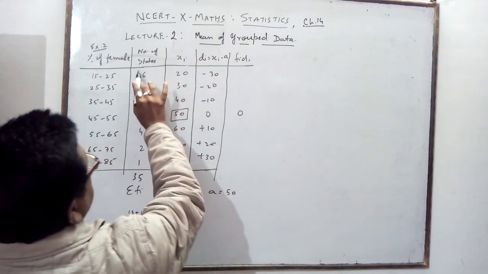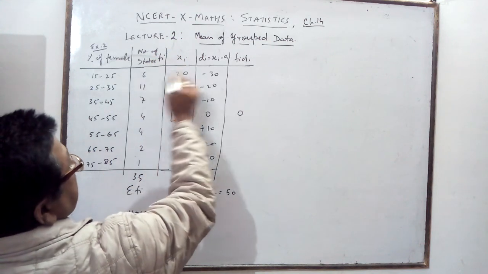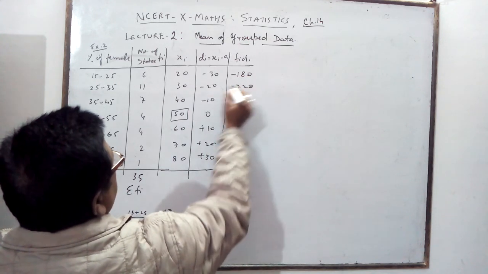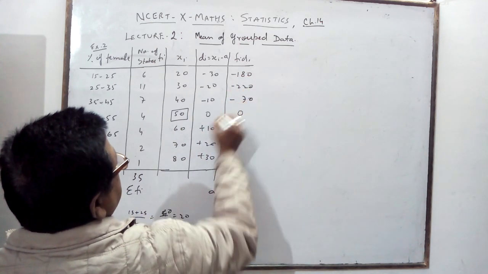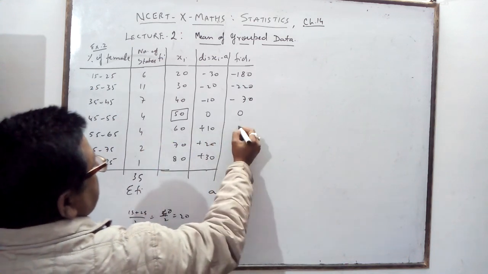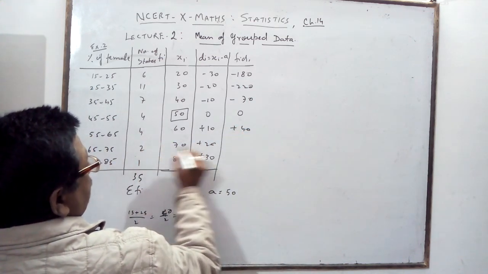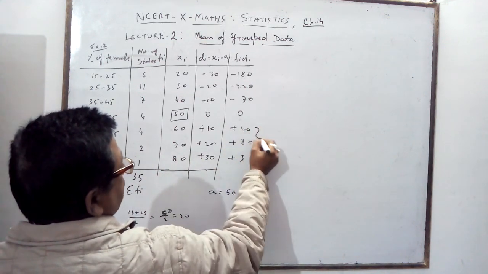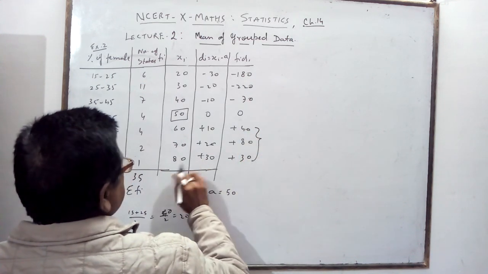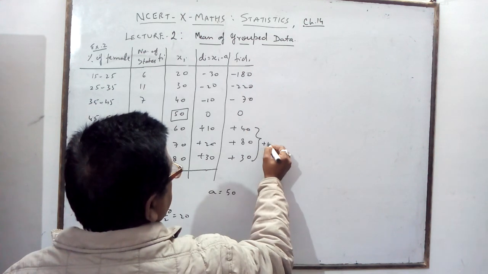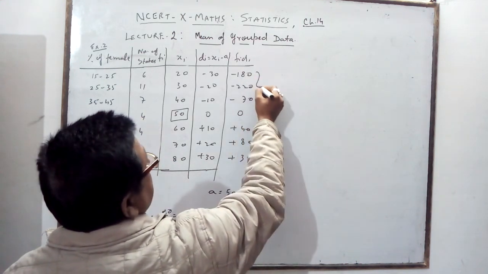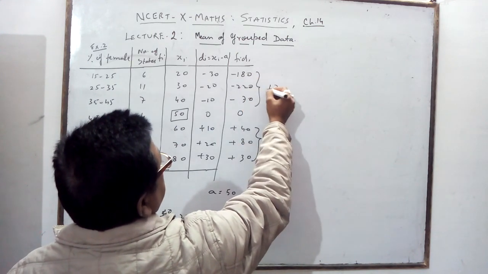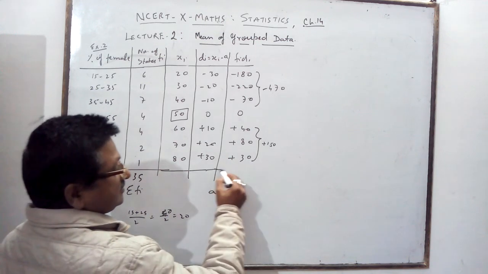Multiply by fi, it is your fi. What is this? Fi into di. 6 times 3 is 18, so 180. 11 times 2 is 22, so 220. 7 times 1 is 7, so minus 70. Here 4 times 10 is 40, 4 times 2 is 8, so 80. 3 times 1 is 30. So what are you getting? Plus 150 at this place, and minus 470 here.